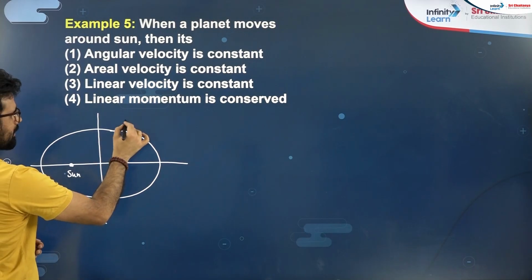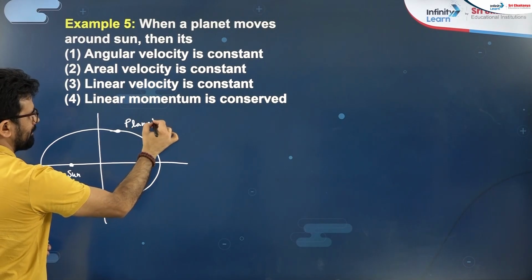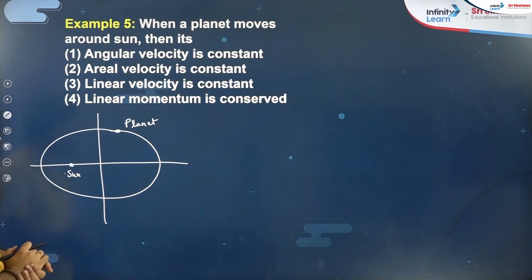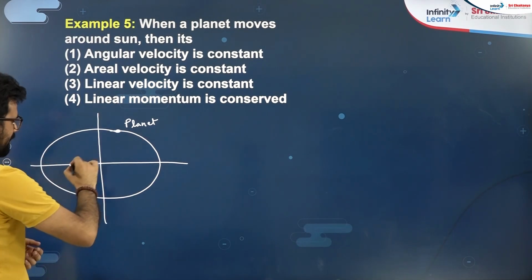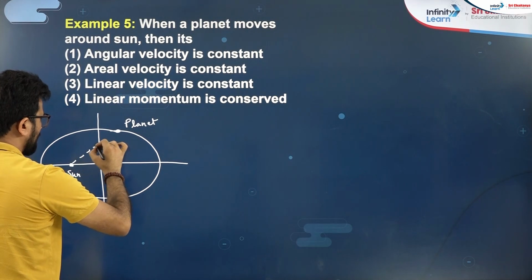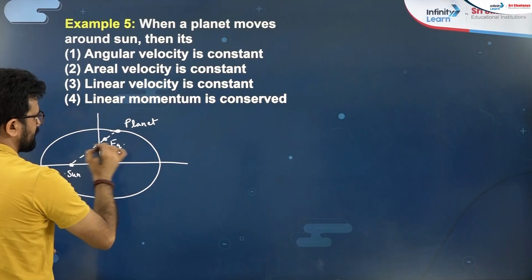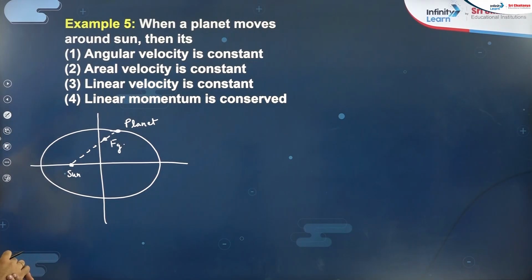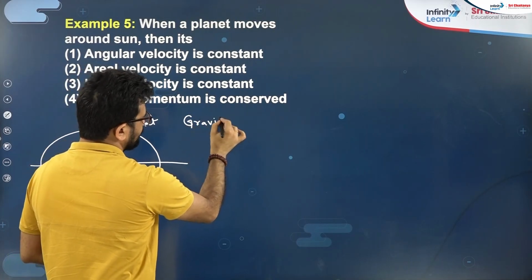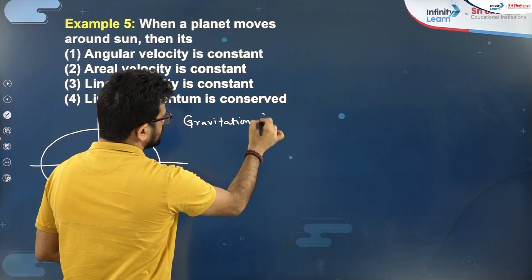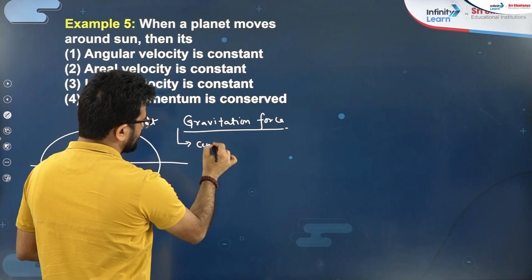The planet is moving at any point. You can choose any planet, maybe Earth, maybe Mars. So this is the one planet, and it is revolving around the sun due to one force, a very important force we call gravitation force. And remember one thing: the gravitation force is the central force.